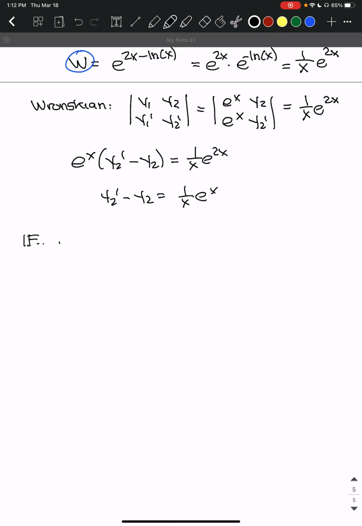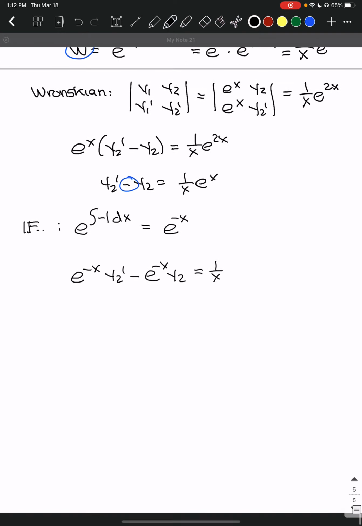We know that to be e to the integral of whatever is in front of y in my equation itself, which is just minus 1 dx. And so I get that this is just equal to e to the minus x. Great, I multiply everything through by that, right? So I have e to the minus x times y2 prime minus e to the minus x times y2 is equal to 1 over x, and then the e's will cancel, right? So I have e to the x times e to the minus x.